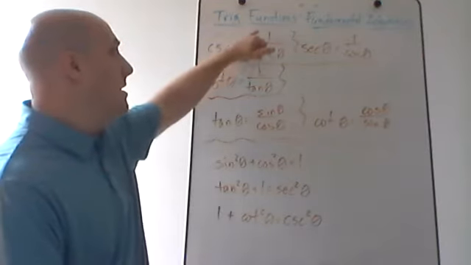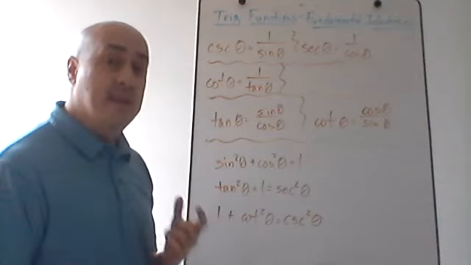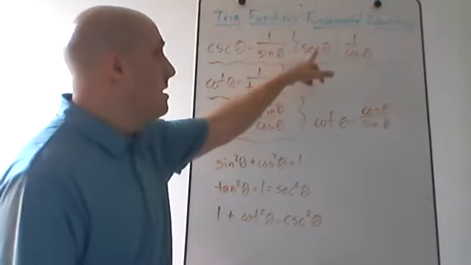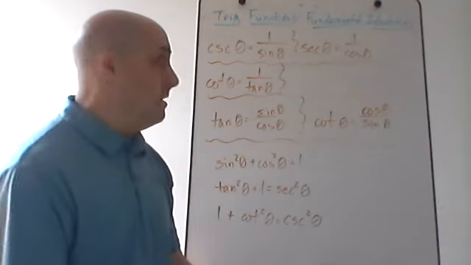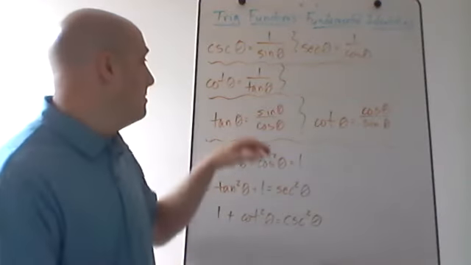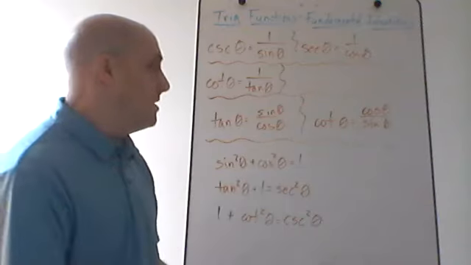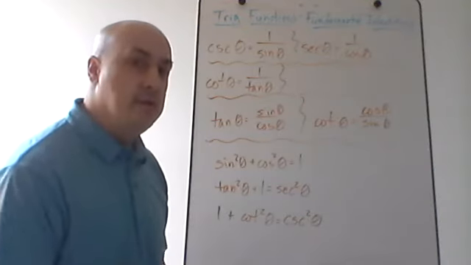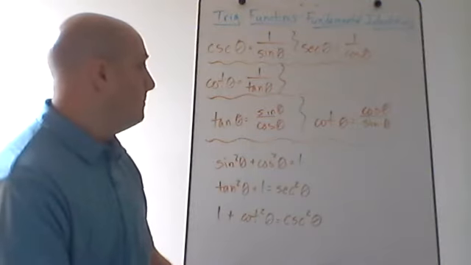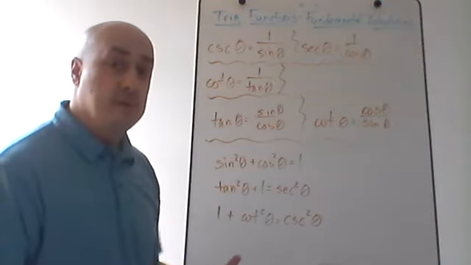All right, so the first three up here are the reciprocal properties. The cosecant of theta is 1 over sine theta. Cosecant and sine are reciprocals of each other. Secant of theta is 1 over cosine theta, right? Cosine and secant are reciprocals. Cotangent theta is 1 over tangent theta. Cotangent and tangent are reciprocals of each other. All right, so those are your three reciprocal properties.